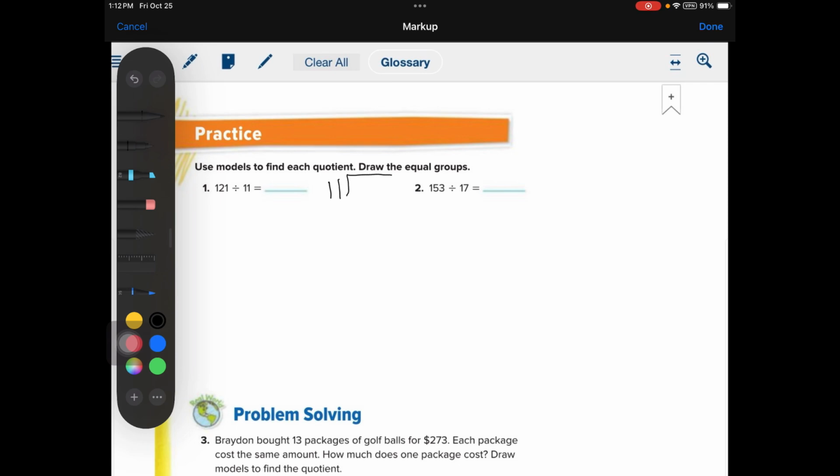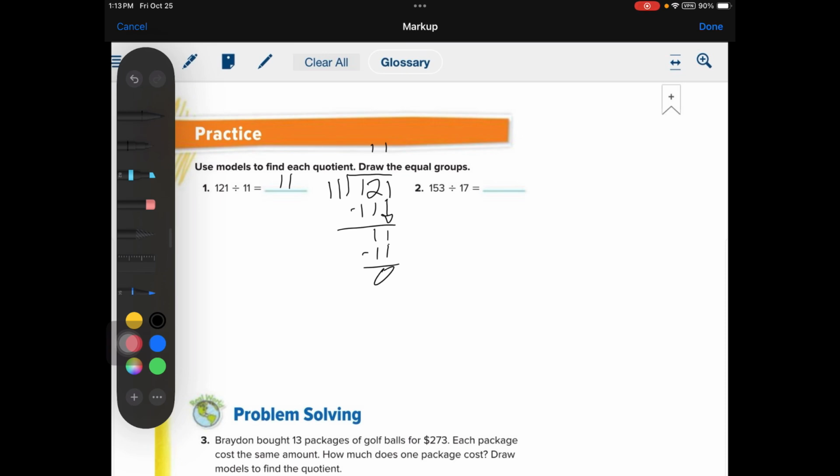11 will go into 121. 11 will go into 12 one time. 1 times 11 is 11. 12 minus 11 is 1. Bring down the 1. And 11 will go into 11 one time. Ta-da! 11 is our answer. And don't worry, I'll show you how to do the models in just a minute.